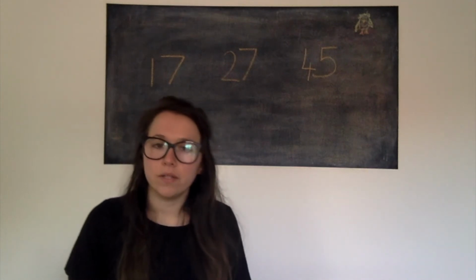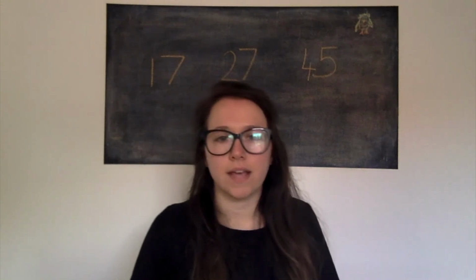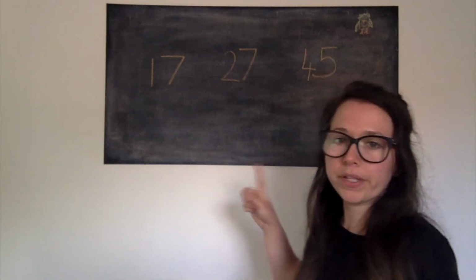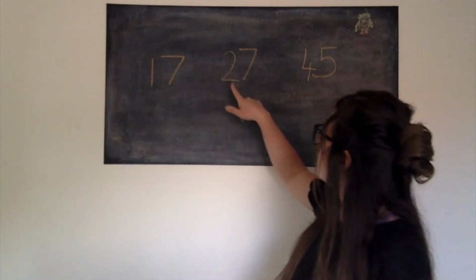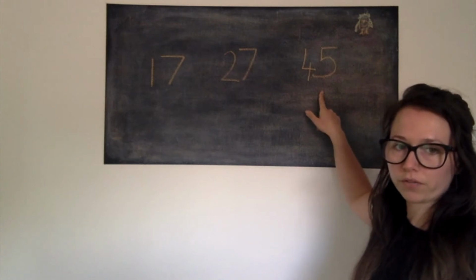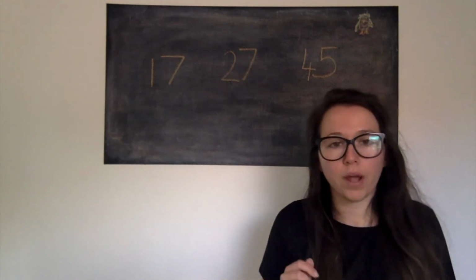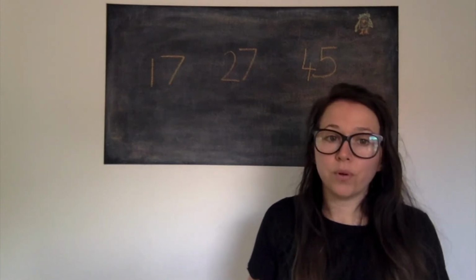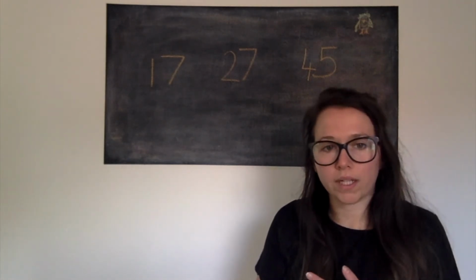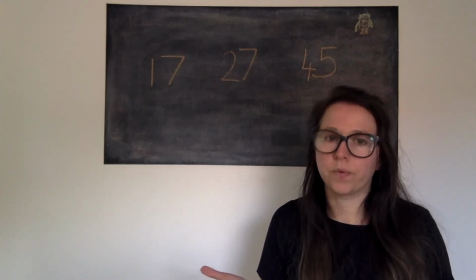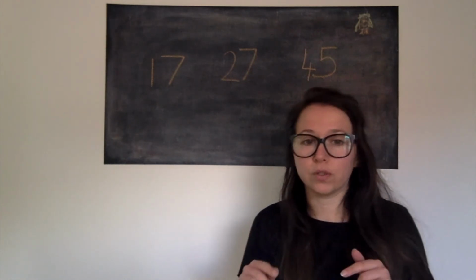Okay, now it's time for your next task today. So it's time to pause the video. I have written 3 numbers on the board. We've got 17, 27 and 45. Your task is to tell me which of these are prime numbers. And the really important part is for you to tell me why. Why is it a prime number or why is it a composite number? Okay, we'll go through it in a moment, but I want you to have a go first.